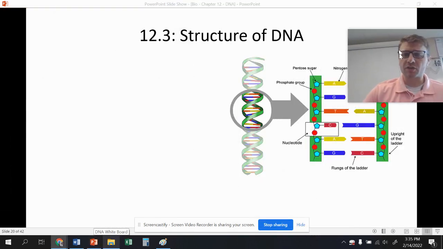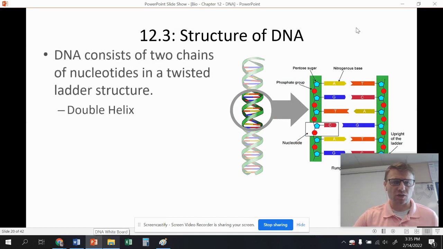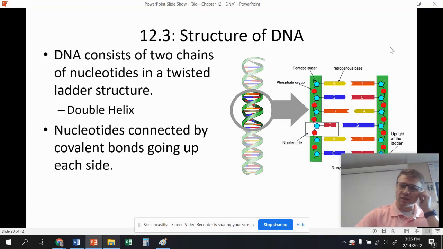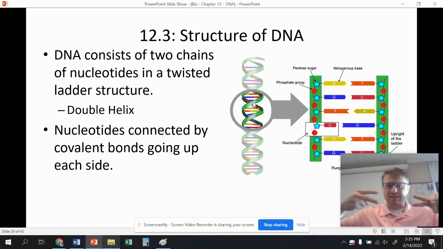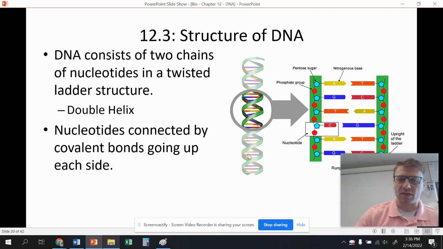All right, 12.3 is going to look more specifically at the structure of DNA and how those nucleotides are going to bond together to form what we know as DNA, the double helix. So remember that we have these nucleotides, and they're actually going to bond together to form 2 chains, and we call this a twisted ladder. It's a twisted ladder of nucleotides that forms this double helix.